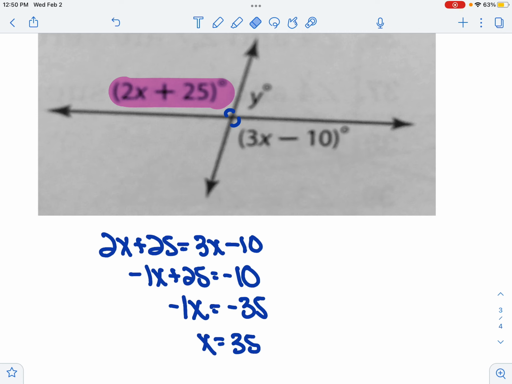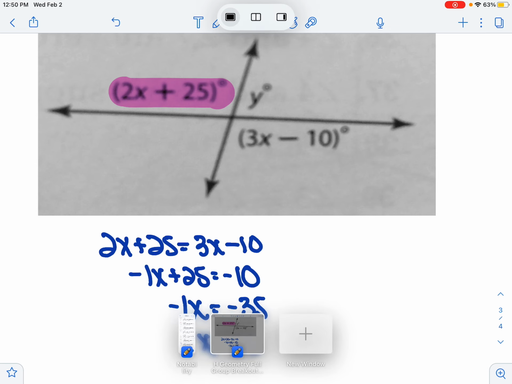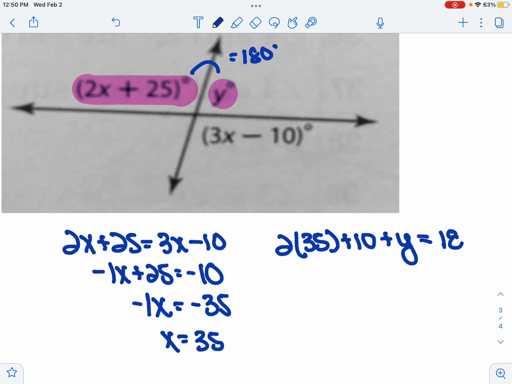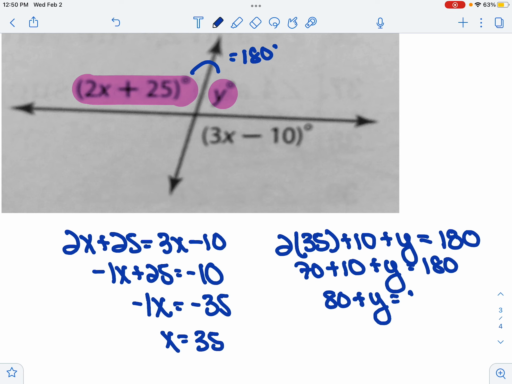And what I'm going to look at now is, again, one of those expressions with x, and how it relates to y. So I'm going to look at the 2x plus 25 and the y, and I'm going to notice that these are a linear pair, which means that they have to add up to 180 degrees. So taking that 35 and plugging it in, I'm going to do 2 times 35 plus 10 plus y equals 180. So solving that, I'm going to get 70 plus 10 plus y is equal to 180. I'm going to get 80 plus y is equal to 180, which means that y is equal to 100.